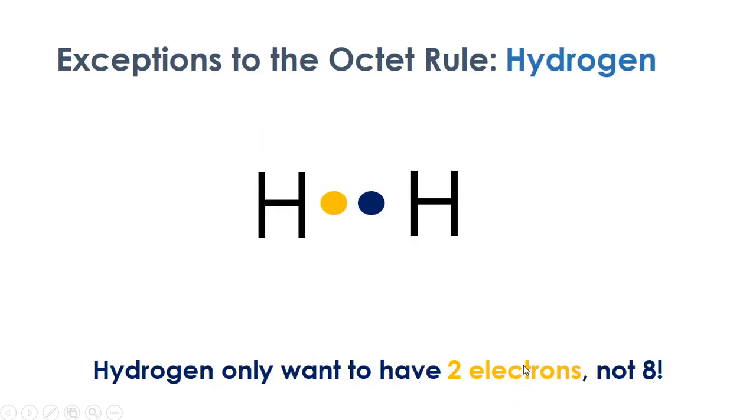All atoms want to have an octet, which means they want 8 valence electrons around them, except for 1 atom, and that's hydrogen. Hydrogen only wants to have 2 electrons, not 8. If you take a look at this example, we have 2 hydrogens, each with 1 valence electron, and because they're only sharing 1 pair between them, the overall Lewis structure is going to look like this.